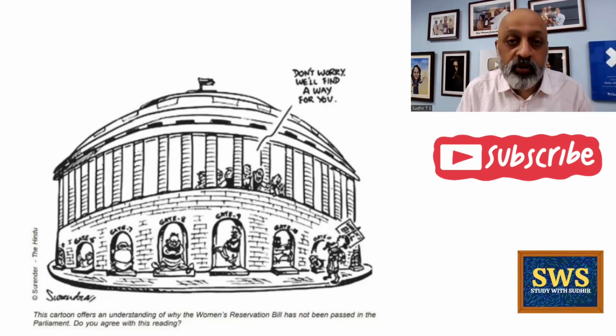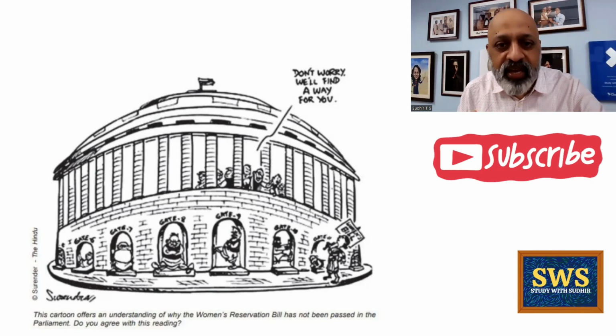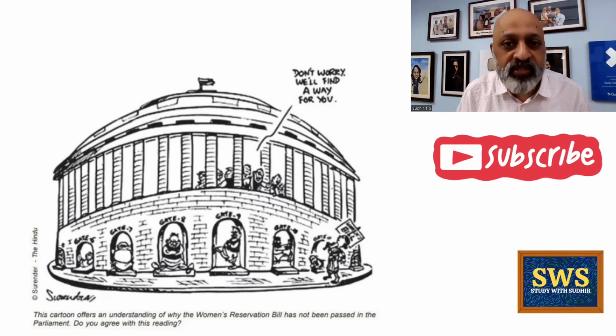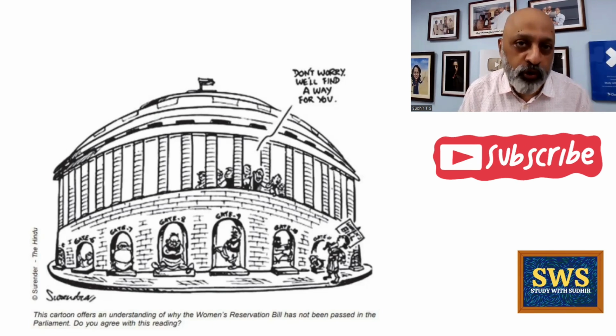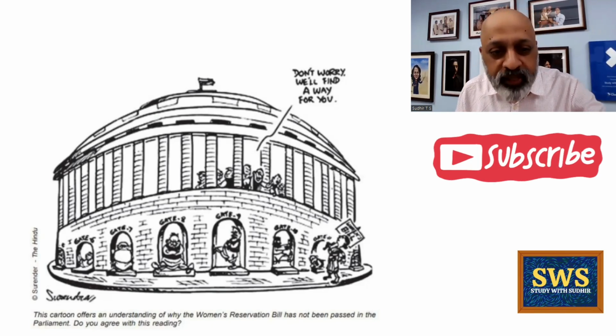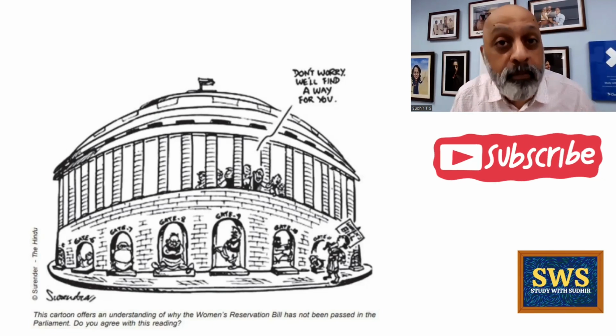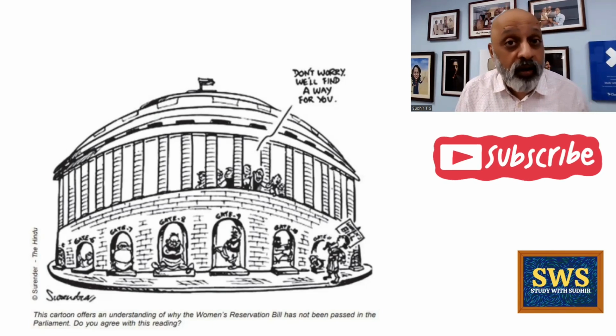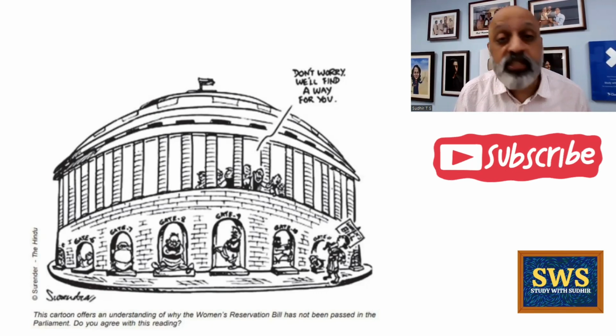Let's end this video with looking at two cartoons. This one is from Surendra. Now you see they are saying the women's bill, that lady is trying to get inside parliament, and the person on top, the male MP, is saying, don't worry, we will find a way for you, right? And all the gates to Parliament House are blocked by male MPs, and that's what was done actually by many of the male MPs when there were demands that a reservation bill should be brought for women.